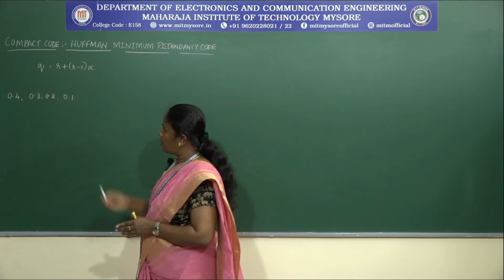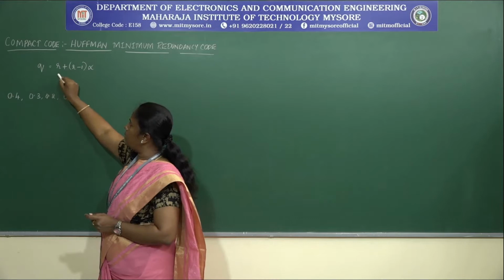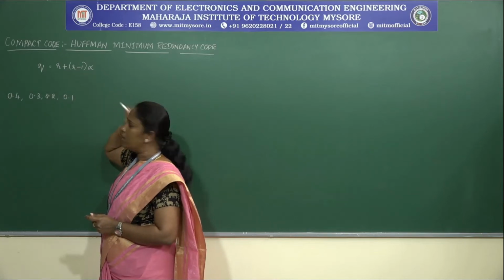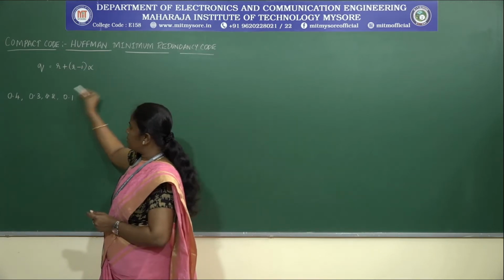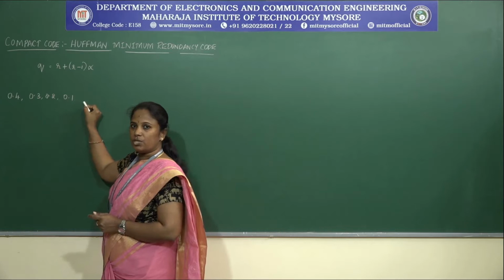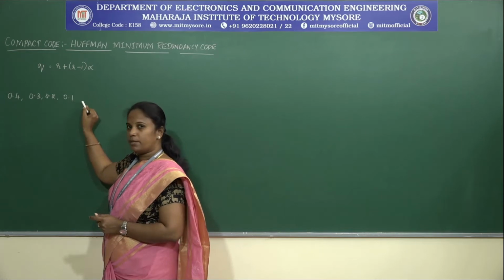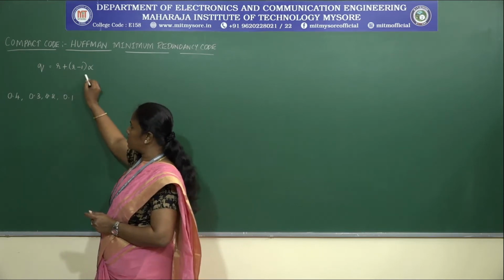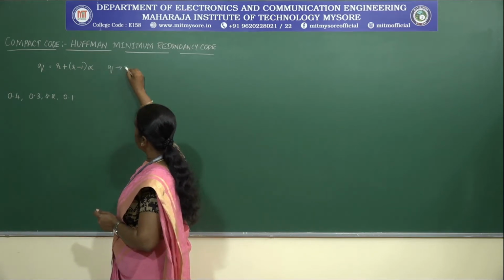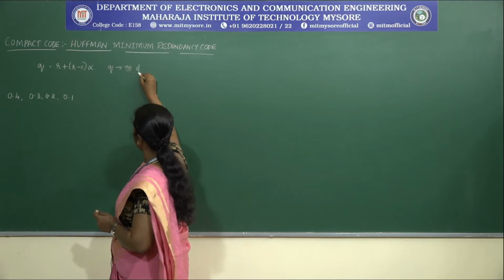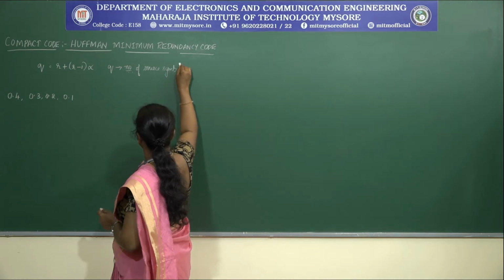Next we have an equation with respect to this compact code, which is given by Q = R + (R - 1) α. This equation is useful when, given some codes, we need to check whether Huffman encoding is possible or not. In order to check for the possibility of Huffman encoding, we will be using this equation. In this equation, Q represents the number of source symbols present with respect to a given message sequence.